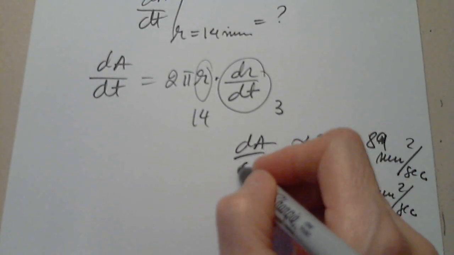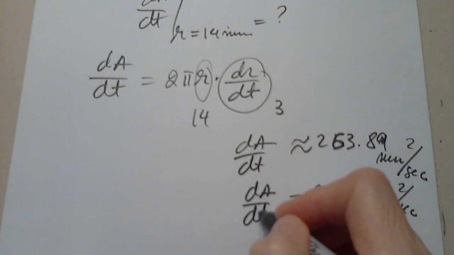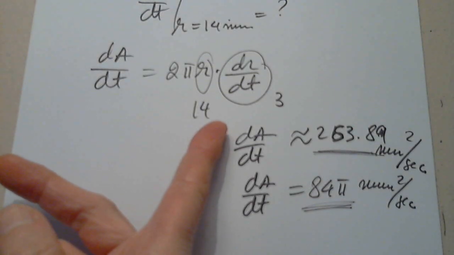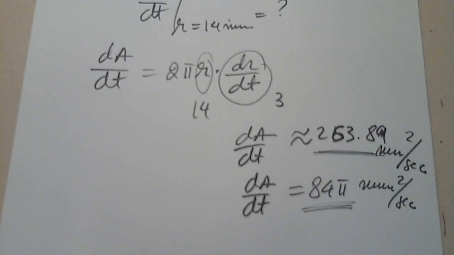So dA over dt. If they want the exact answer, it is 84 pi; the approximation is 263.89. The measurement units must be 2 measurement units because it's a rate of change: 1 measurement unit coming from the area, and the other coming from the denominator, which is time. Always remember, we don't drive at 60 miles. We drive at 60 miles per hour, which means the rate of change.